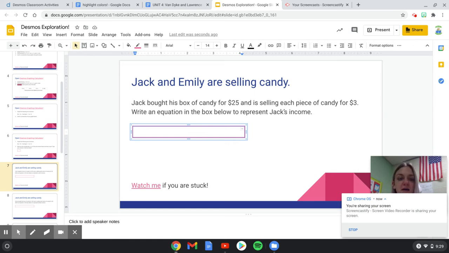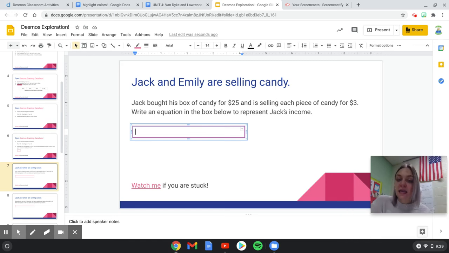So now I'm on slide 7. Jack and Emily are selling candy. Jack bought his box of candy for $25 and is selling each piece of candy for $3. Write an equation in the box below to represent Jack's income. So this is a linear modeling problem like we saw before Thanksgiving break.